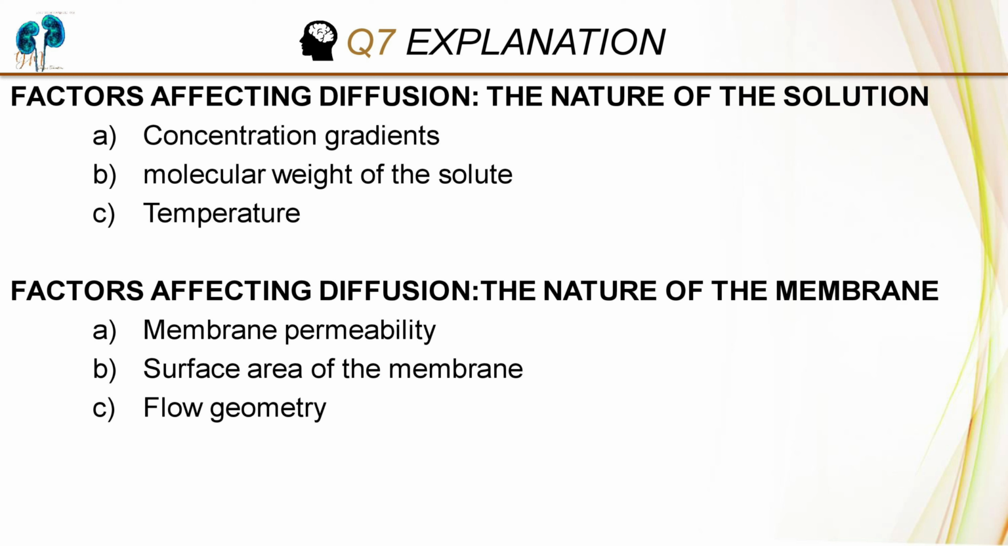And factors affecting diffusion by the nature of the membrane. The first one is permeability of the membrane. A highly permeable membrane with more pores will cause more diffusion. Then surface area of the membrane. Surface area means a big membrane that can accommodate larger pores and more pores, so diffusion is faster. Flow geometry we already discussed. We have two flow geometries based on the blood and dialysate: counter current and co-current. Counter current is the opposite direction. Blood and dialysate will pass in opposite directions, and co-current is the same direction. So counter current flow will enhance diffusion.